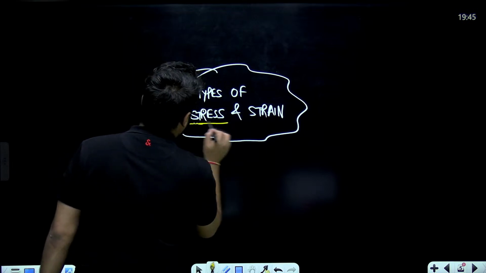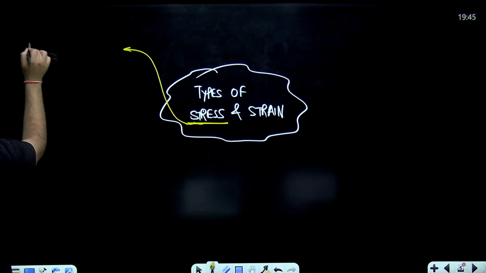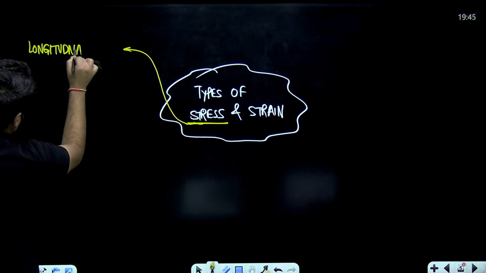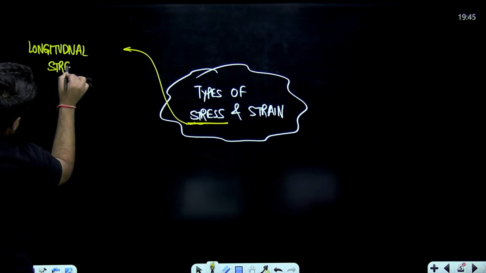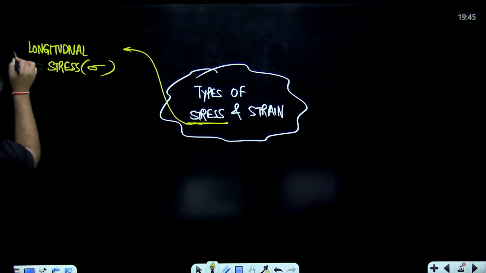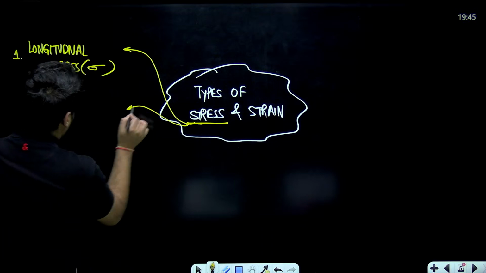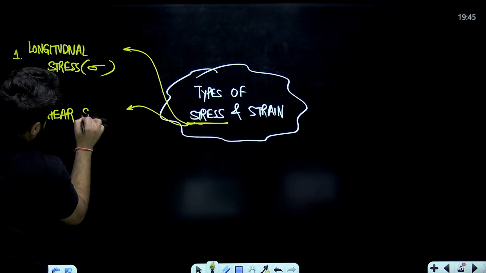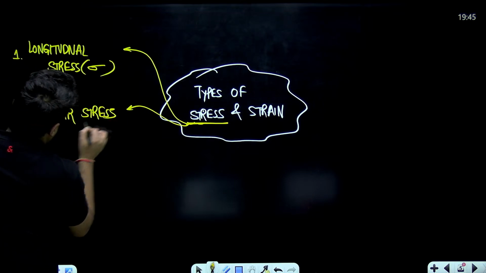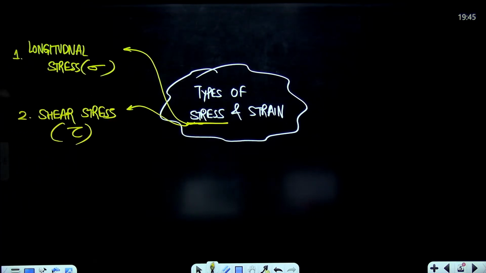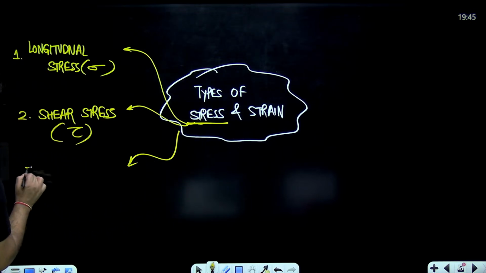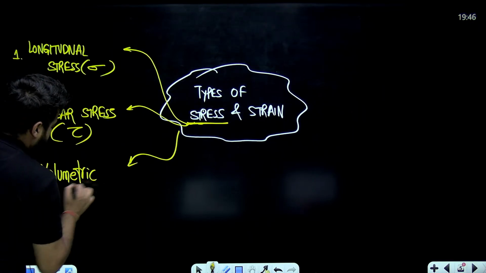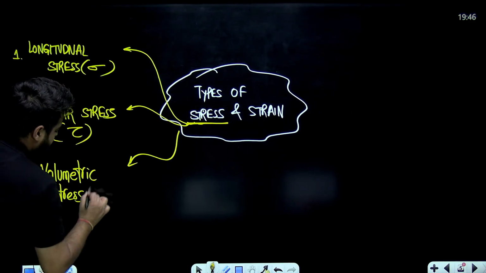When you talk about stress, one is longitudinal stress. Its symbol is always sigma. One is shear stress, whose symbol is normally tau. And the third one is volumetric stress. Its symbol is sigma V.